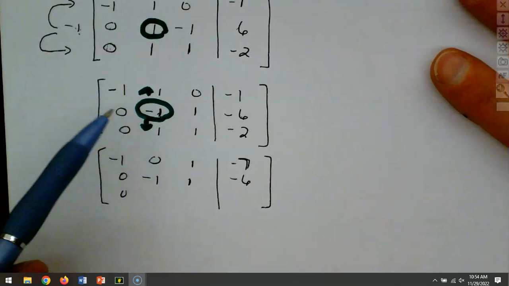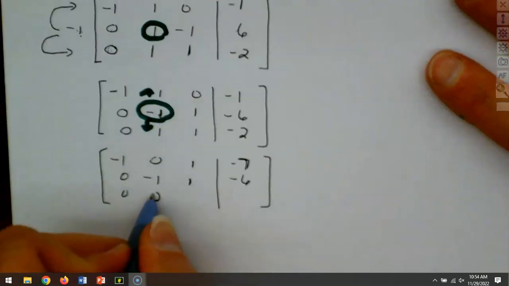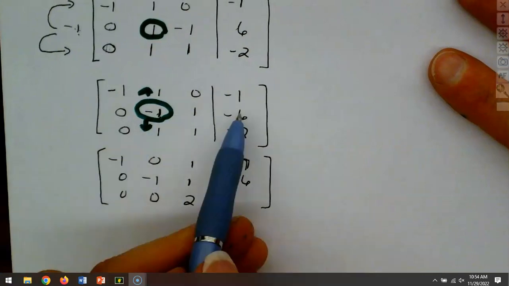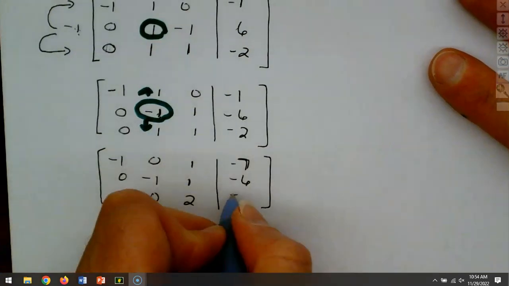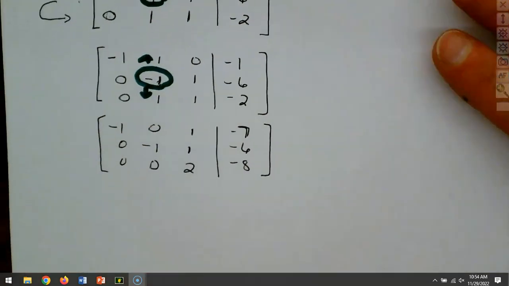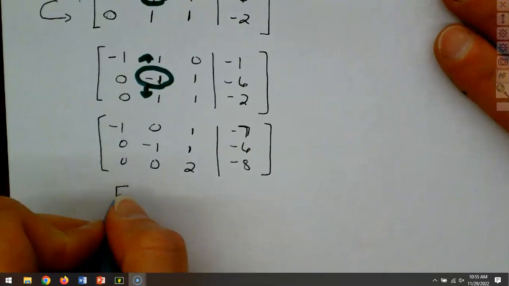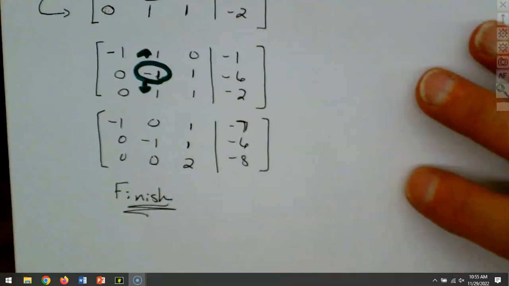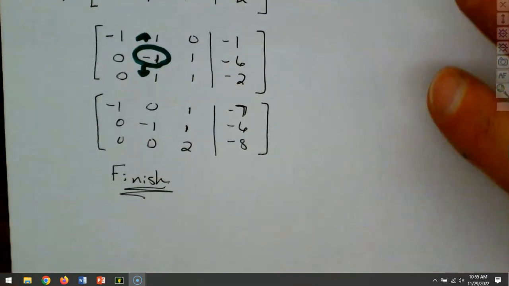And then we're going to be adding down. That makes it a 0 here. Okay, and 1 and 1 makes it 2. Minus 6 and minus 2 makes it a minus 8. We'll just have to finish this next time. I just don't quite have enough time to finish it. But we'll go ahead and finish this next time.